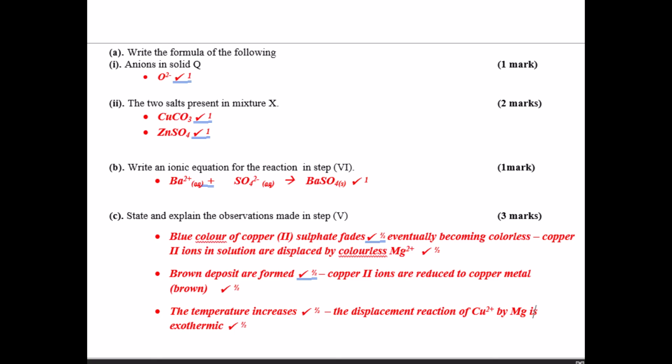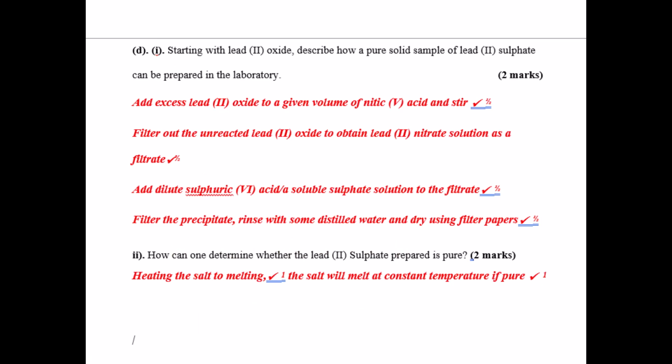Going back to step number 5, where now you have the blue solution, then you add magnesium powder. The observation: first of all, the blue color of copper 2 sulfate will fade because we are removing the copper 2 ions from solution, as they are being displaced by magnesium ions. There will be a brown deposit of copper metal because copper 2 ions are being reduced to copper metal, which is brown. Then if I monitor the temperature change with a thermometer, there will be an increase in temperature.